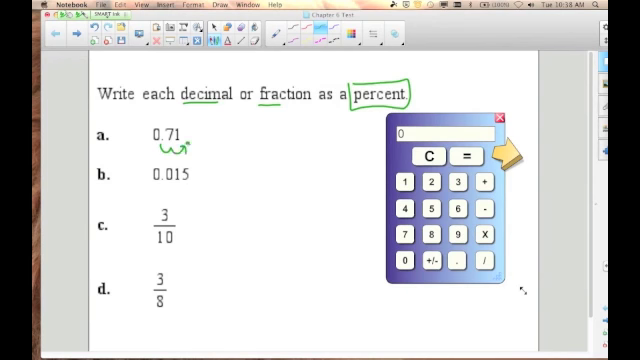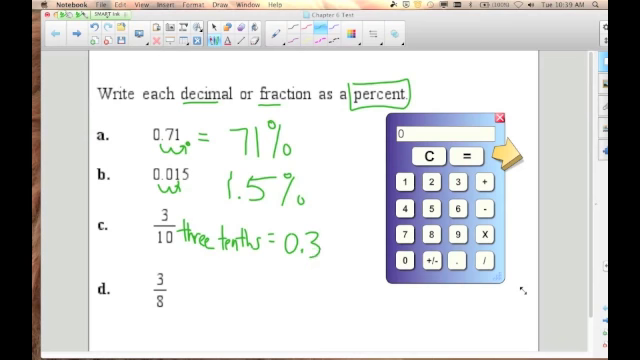Hello. For these, you are changing the decimals or fractions into percents. To change a decimal into a percent, you multiply it by 100 or move the decimal point 2 spots to the right, as you did in the first two. For part C, if you say the fraction 3/10, that's equal to 0.3, and then you can move the decimal 2 spots to the right. When there's an empty jump, you can put a 0 in there, and that would be equal to 30%.